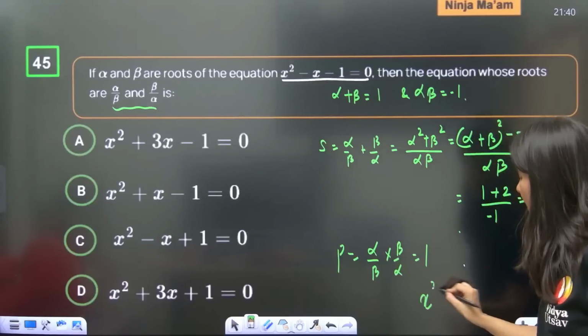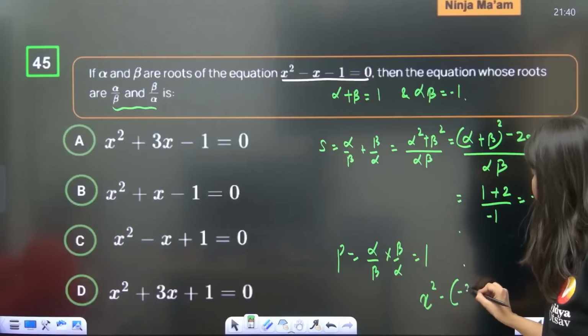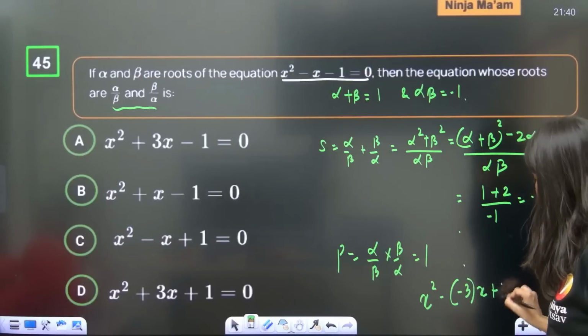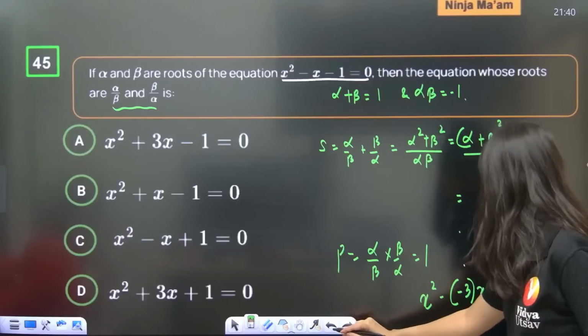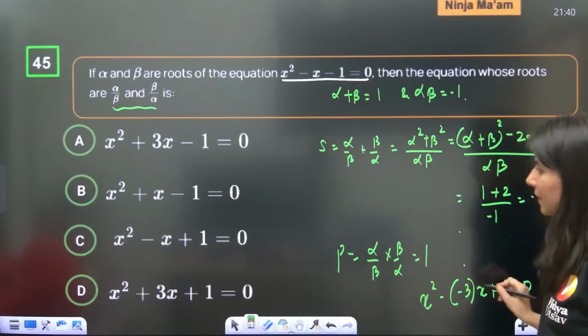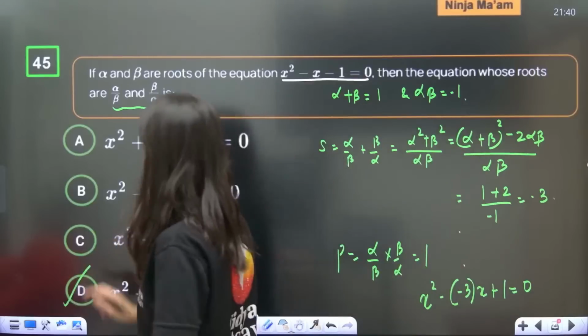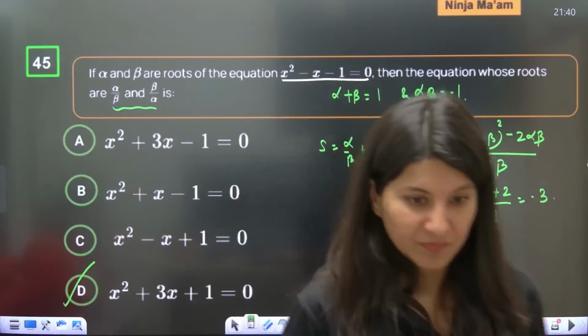So x square minus sum of roots plus product of roots is equal to 0. So this is plus 1 is equal to 0. X square plus 3x plus 1 is equal to 0, option D.